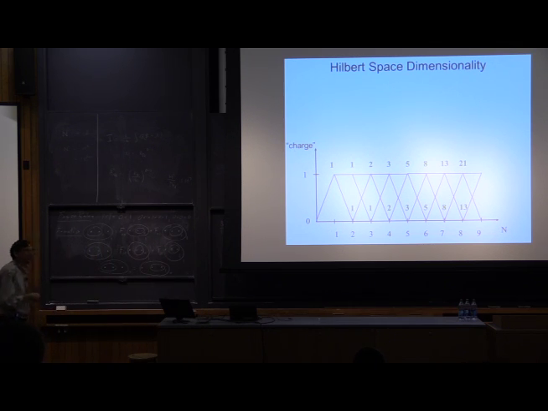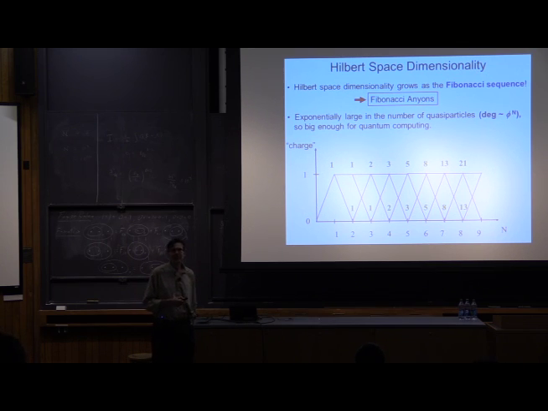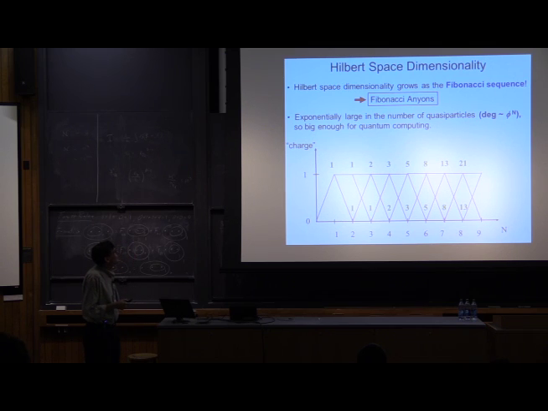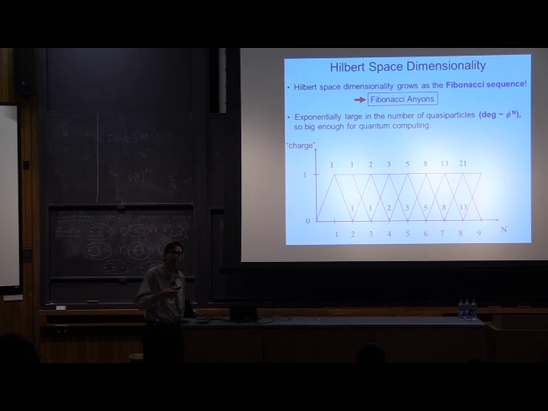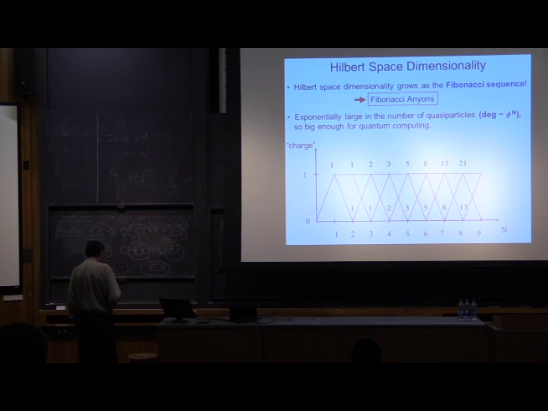And so it's a consequence of the fusion rules that the dimensionality grows as the Fibonacci sequence. That's why they're called Fibonacci anyons. And of course, the Fibonacci sequence grows asymptotically as the golden mean to the nth power. So it's an exponentially big Hilbert space, which, from the point of view of quantum computing, is good because that's what you need to actually store your qubits and carry out your computation. Okay, so that's the Hilbert space.